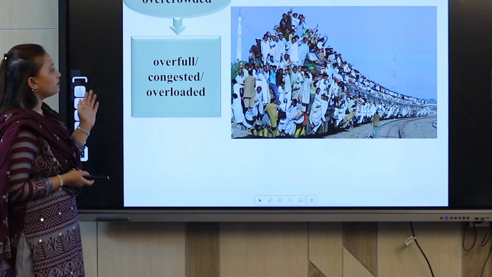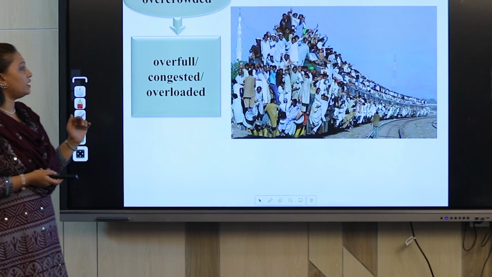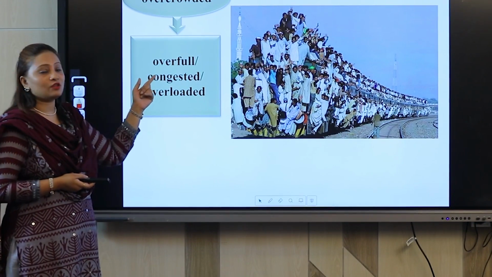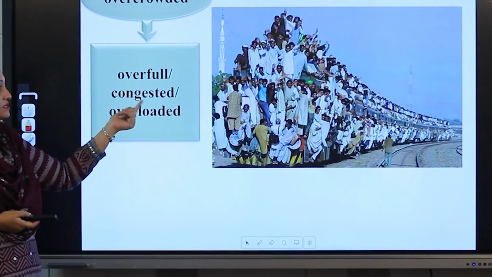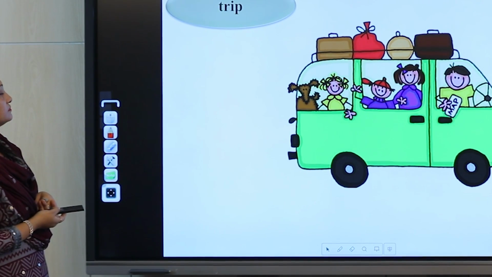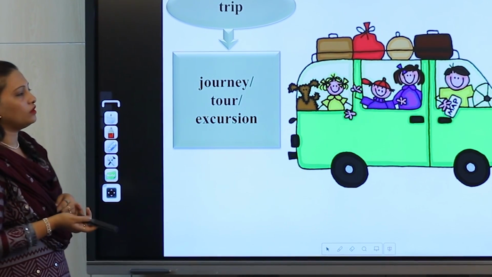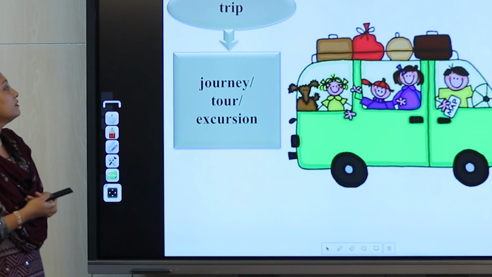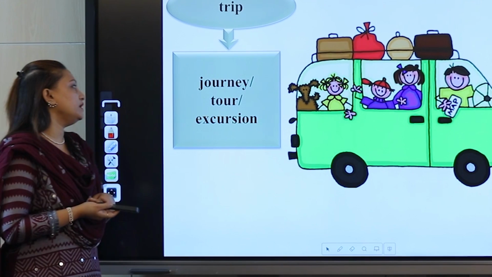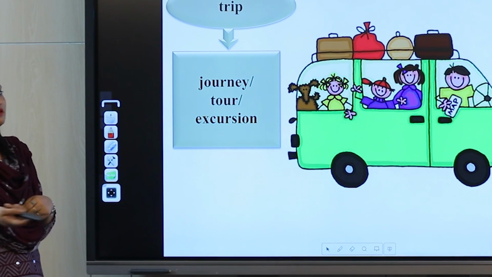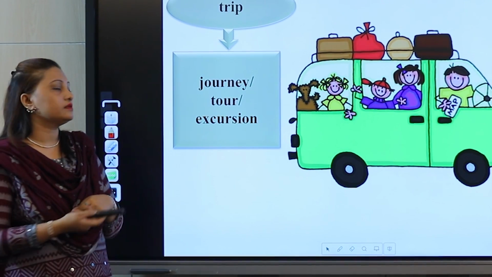So what is the meaning of overcrowded? Overfull, congested, overloaded. Okay. So there are lots of people, they are smiling. So this is the condition of rail in Bangladesh. So what is the meaning of, I think all of you know this word and are very familiar with these things. That is trip, means journey, tour, excursion. Okay. These are the hard words from this lesson, lesson 1.